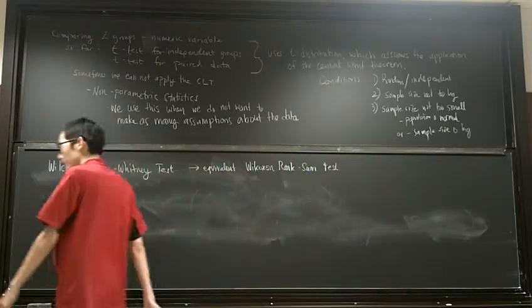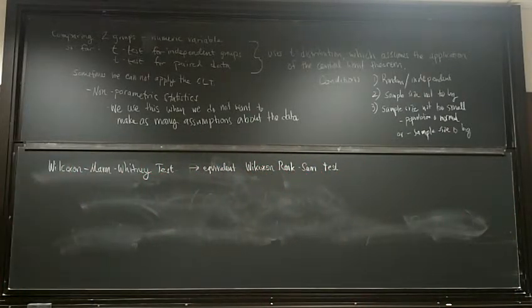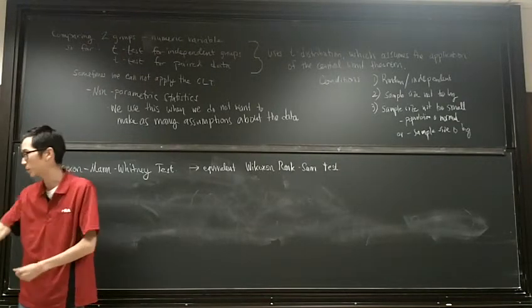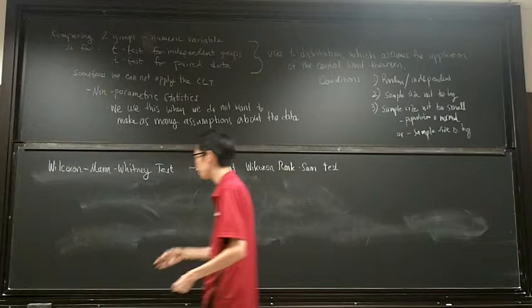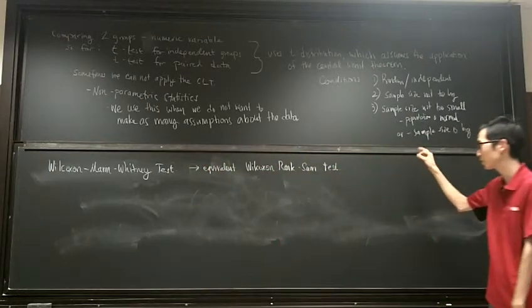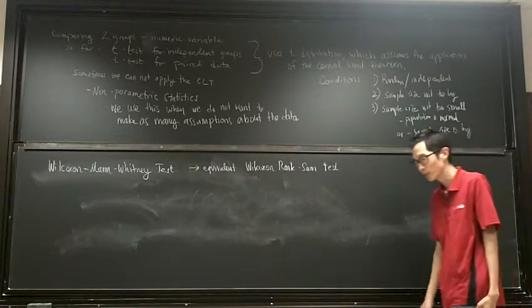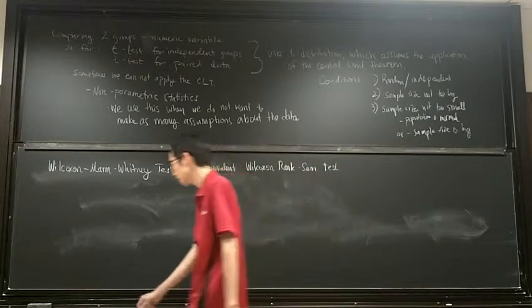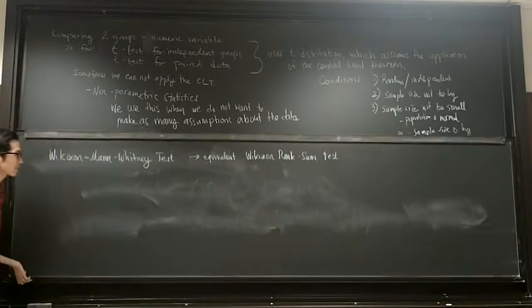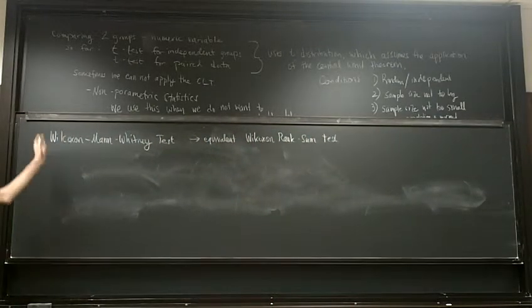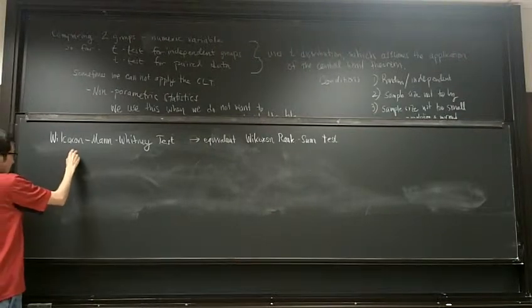Okay. Yes? Signed rank test? No, signed rank test is for paired data. That's in chapter 8, right? Okay. Yeah, Wilcoxon-Mann-Whitney test and the equivalent Wilcoxon rank sum test. This is for independent data. Yeah. Okay. So, all right, and so this is still in chapter 7.